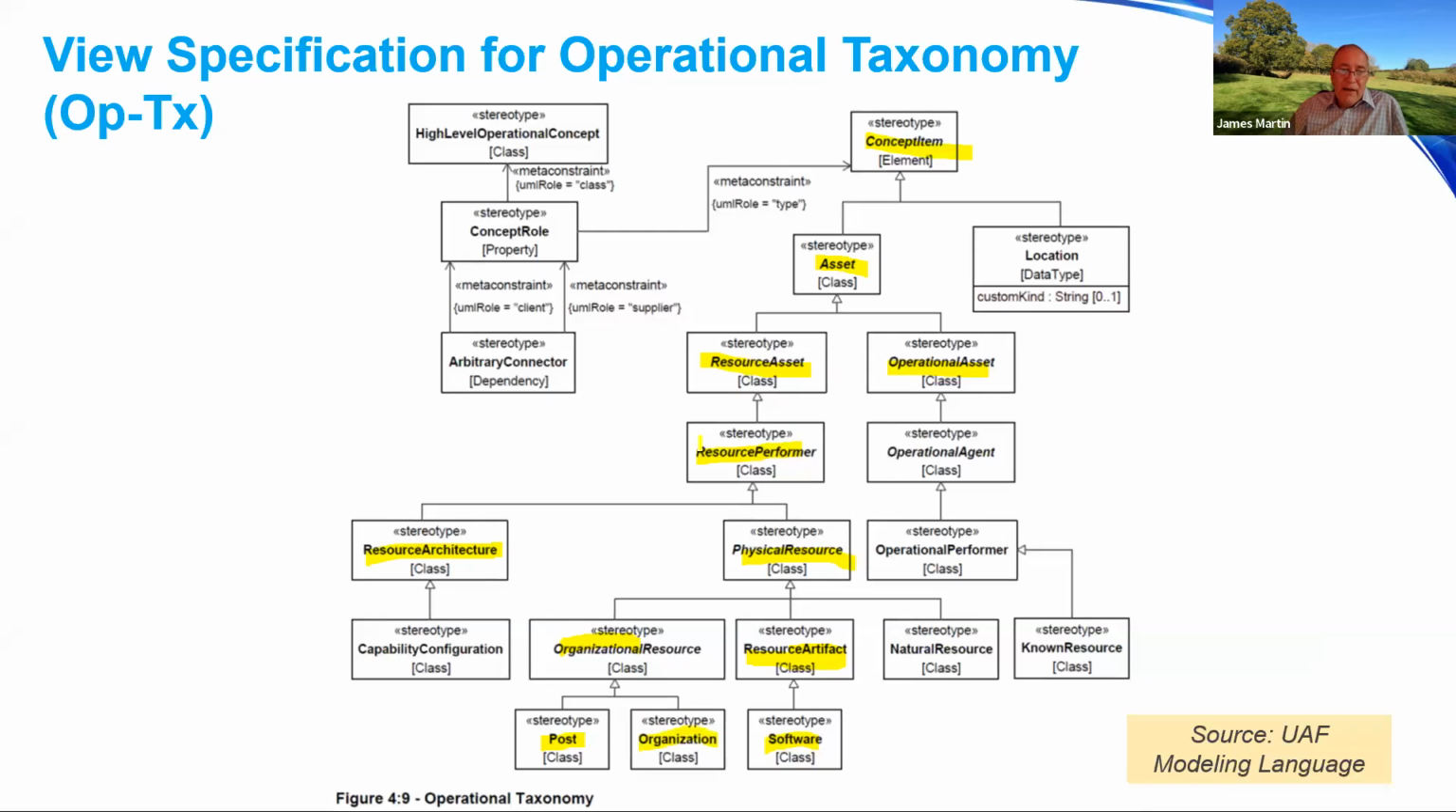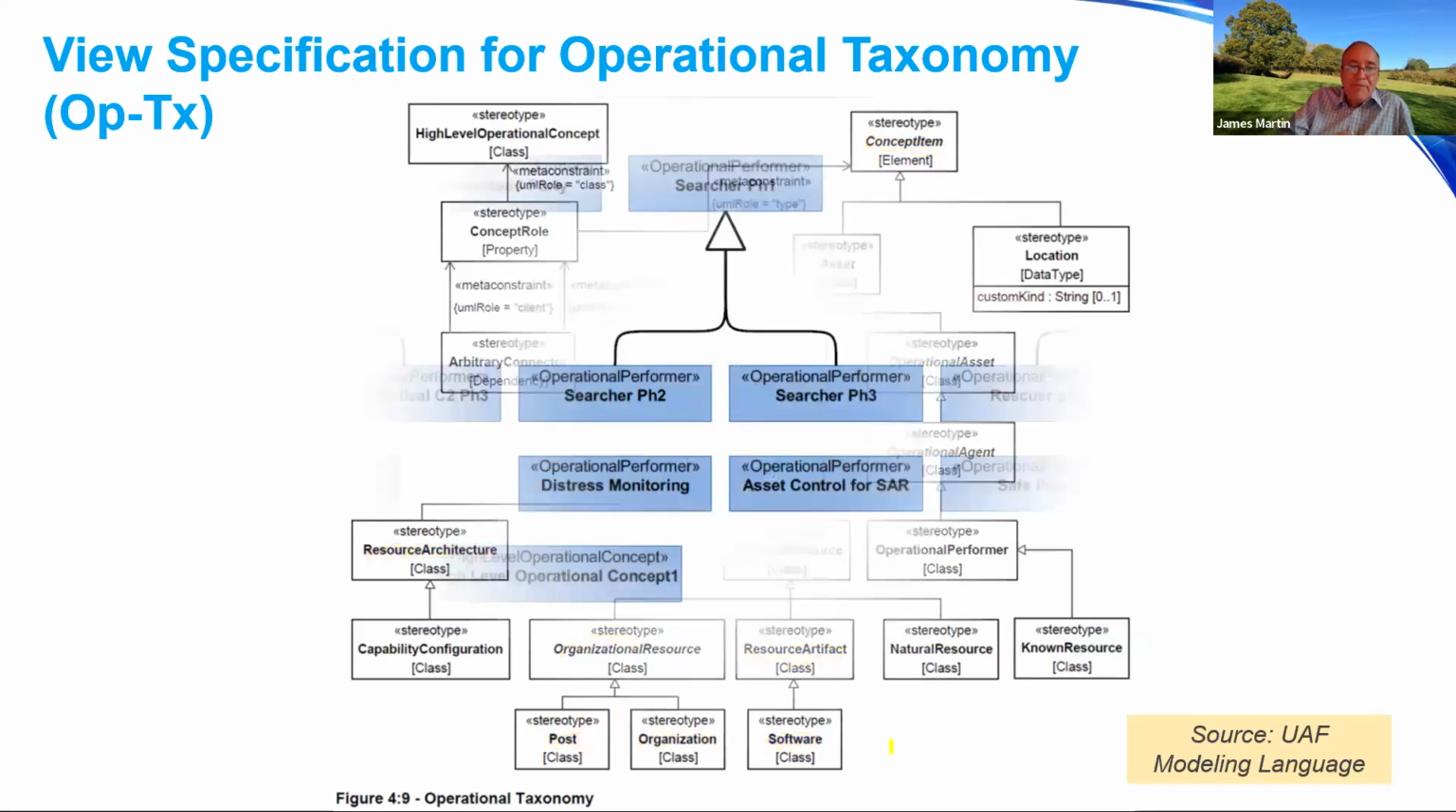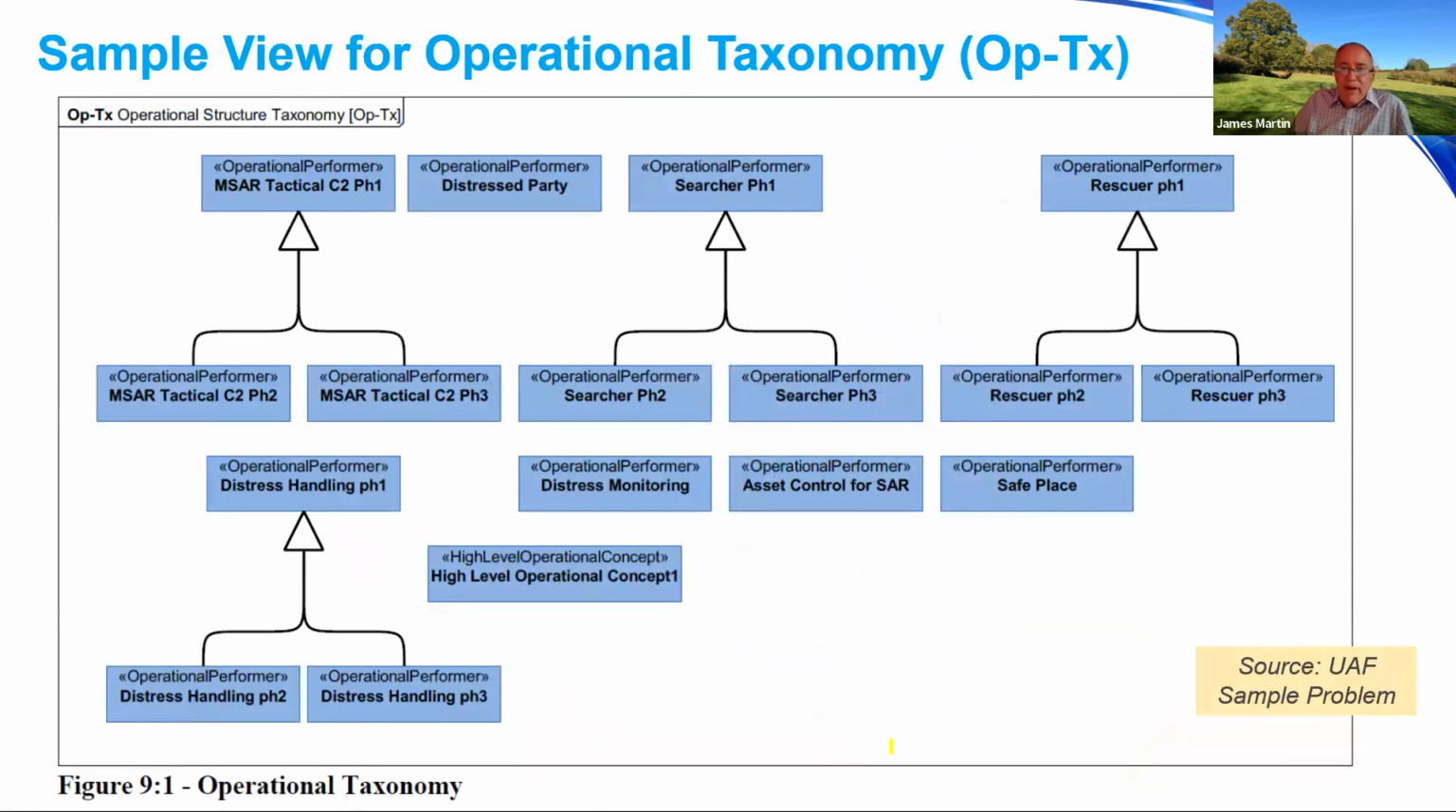So you can kind of see how these concepts are related to each other. Basically, start off with the most abstract thing, a content item, and the most concrete thing on here being a resource artifact or software, for example. Here's an example of an operational taxonomy. These are the operational performers.